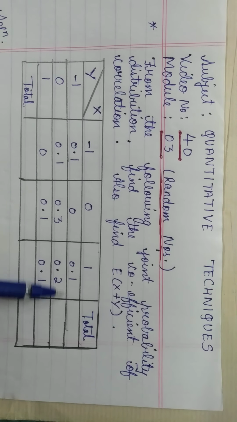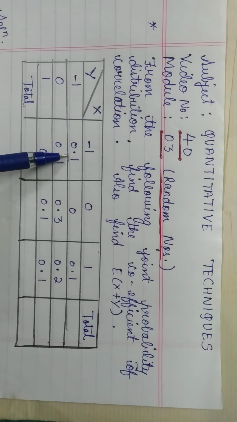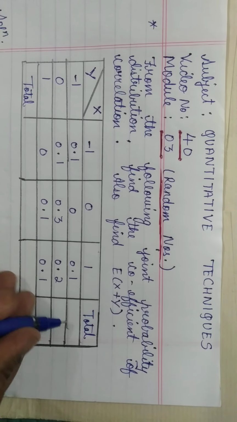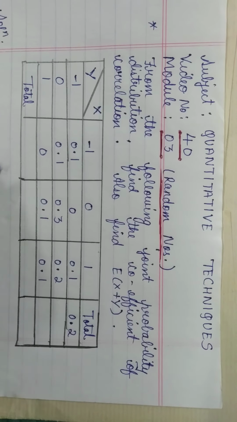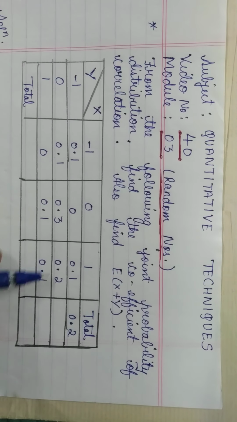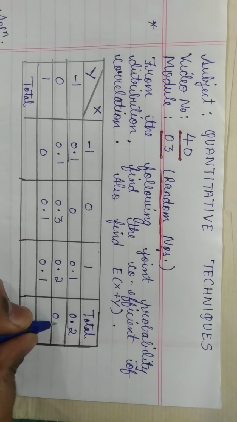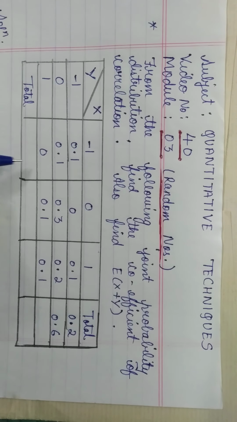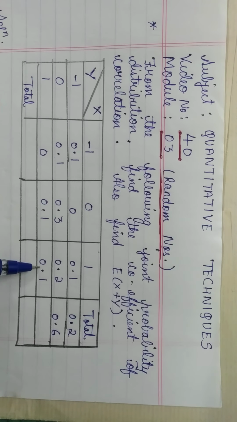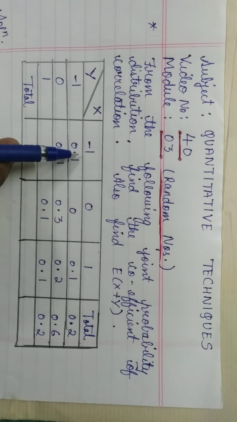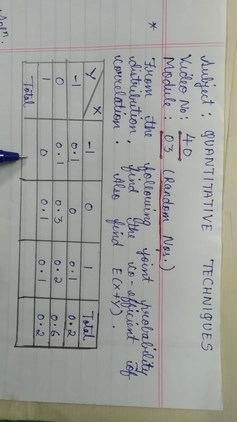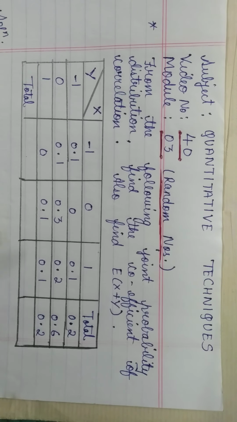So just find the total of the first row and write it here. 0.1 plus 0 plus 0.1 is 0.2. 0.1 plus 0.3 plus this is 0.6. And similarly 0 plus 0.1 plus 0.1 is 0.2. Similarly, write the totals of the first column, second column and third column.